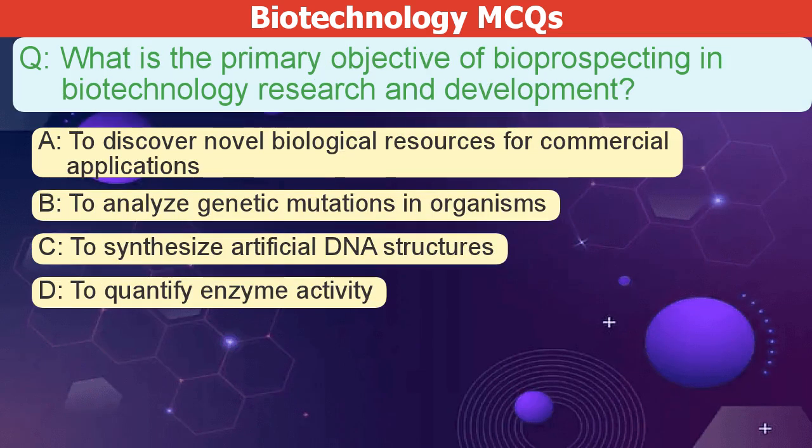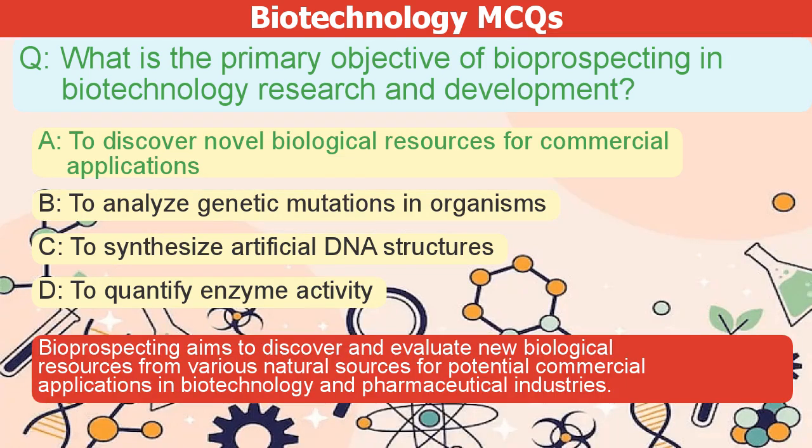What is the primary objective of bioprospecting in biotechnology research and development? A. To discover novel biological resources for commercial applications. B. To analyze genetic mutations in organisms. C. To synthesize artificial DNA structures. D. To quantify enzyme activity. The correct answer is A. Bioprospecting aims to discover and evaluate new biological resources from various natural sources for potential commercial applications in biotechnology and pharmaceutical industries.